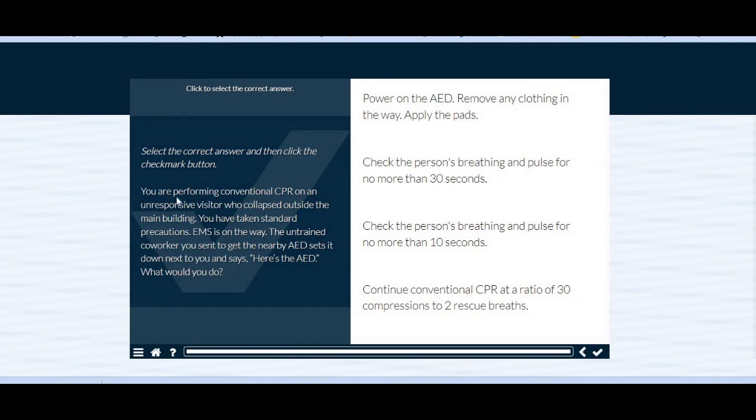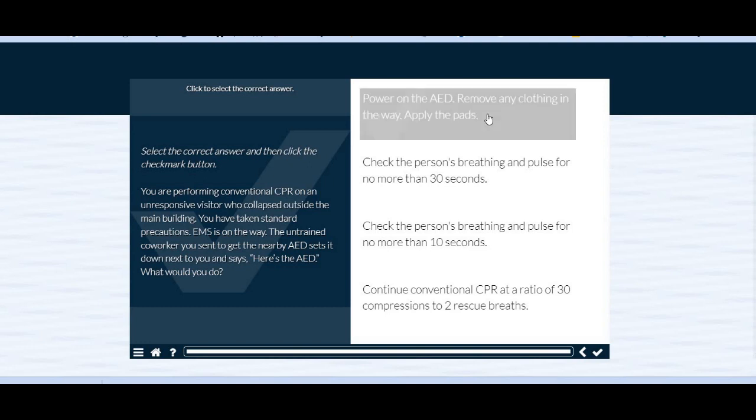Complete this review question to check your knowledge. You're performing conventional CPR on an unresponsive visitor who collapsed outside the main building. You have taken standard precautions. EMS is on its way. The untrained coworker you sent to get a nearby AED sets it down next to you and says, "Here's an AED." What do you do? I guess I would power it on and remove any clothing.